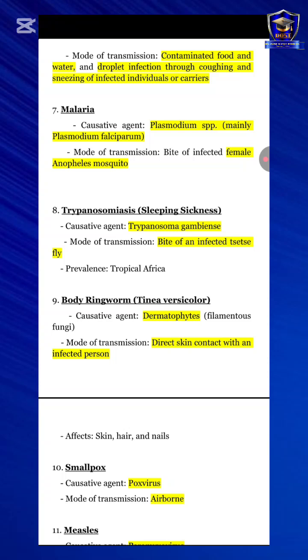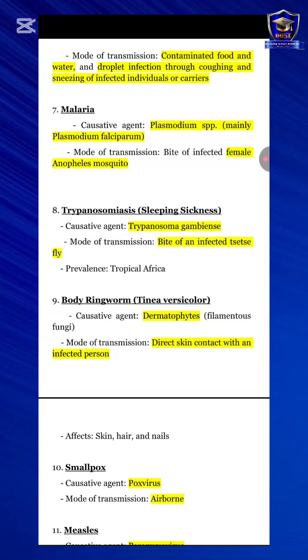Okay, so the mode of transmission is actually through bites of the infected female Anopheles mosquito. Most people believe that the mosquito actually causes malaria, but actually, the mosquito does not cause malaria, it only carries the agent that causes malaria.